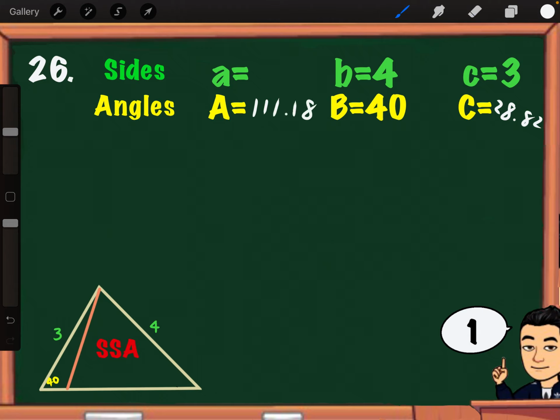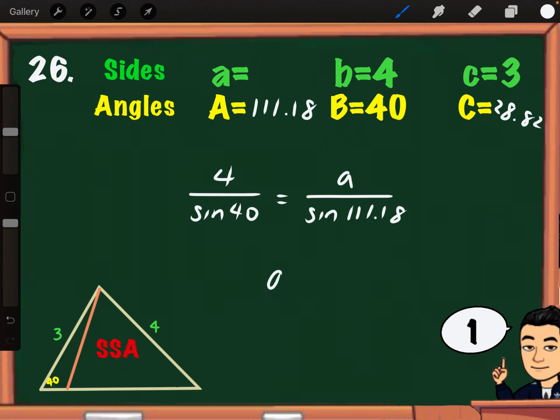Now all we need to do is look for the side A. So let's use side B over sine 40 degrees, set that equal to side A over sine 111.18. You should be able to find that A is going to equal 5.80. So 5.8. And that's it.